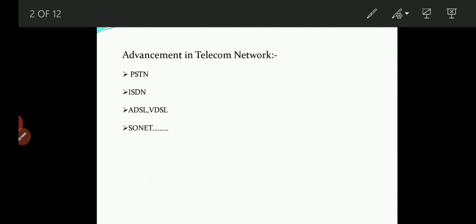Good morning to all. In this lecture, we'll discuss advancement in telecommunication network. If I'm talking about advancement in telecommunication network, that means I'm talking about advanced technology associated with networking, as we have discussed in the previous lecture, like SONET. SONET is one of the advanced network technologies of PDH, that is, plesiochronous digital hierarchy. In the same way, we can conclude the things.